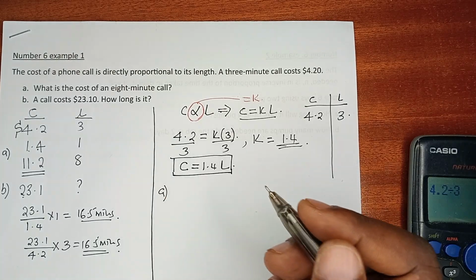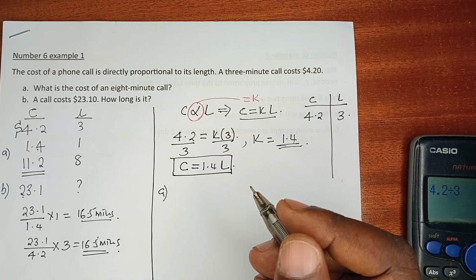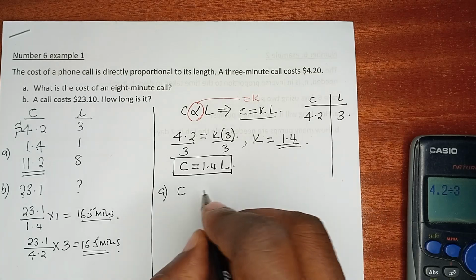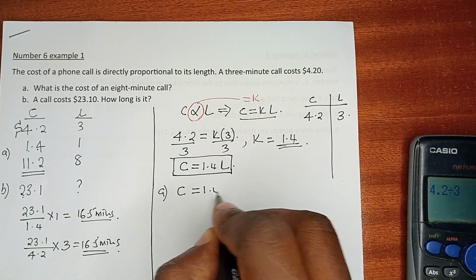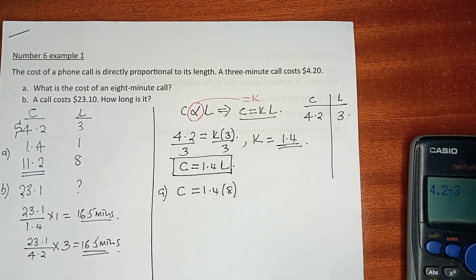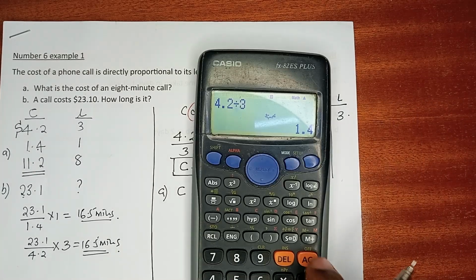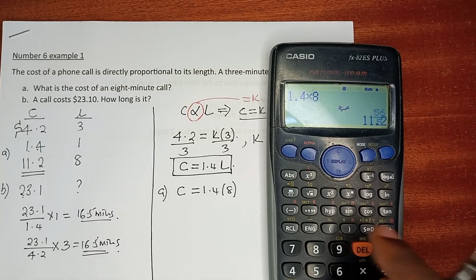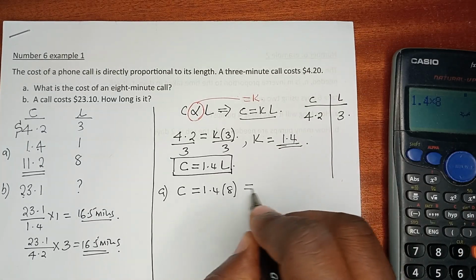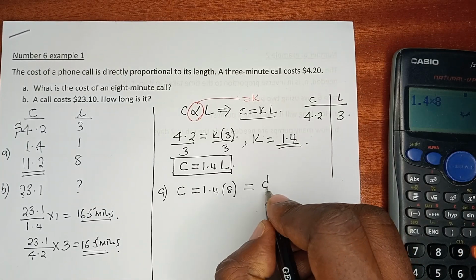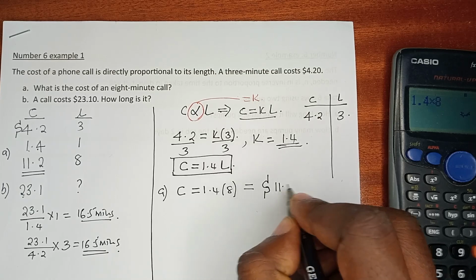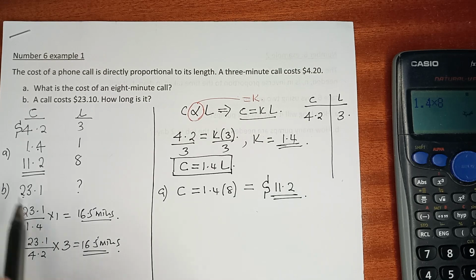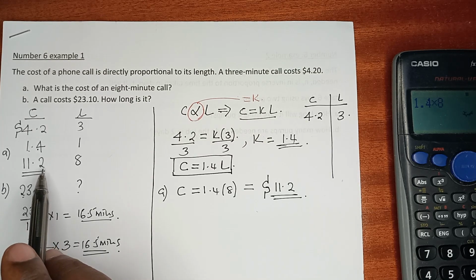For example, part A, what is the cost of an 8-minute call? It is the cost we are looking for, which should be equals to 1.4 times 8, because the length is 8, which is equivalent to $11.2. That is as far as part A is concerned, and this is exactly what we found here.